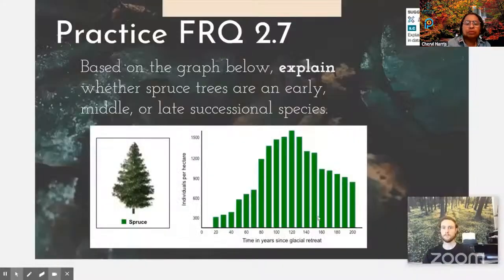So for practice FRQ 2.7 today, we're going to practice the skill of analyzing data and drawing conclusions from those data. So what we have here is a graph showing the number of spruce trees per hectare in an ecosystem as time goes on after a glacial retreat. So based on this graph, I want you to explain whether or not you think the spruce tree is an early, middle, or late successional species. And remember that with explain, you need to justify your reasoning for this.